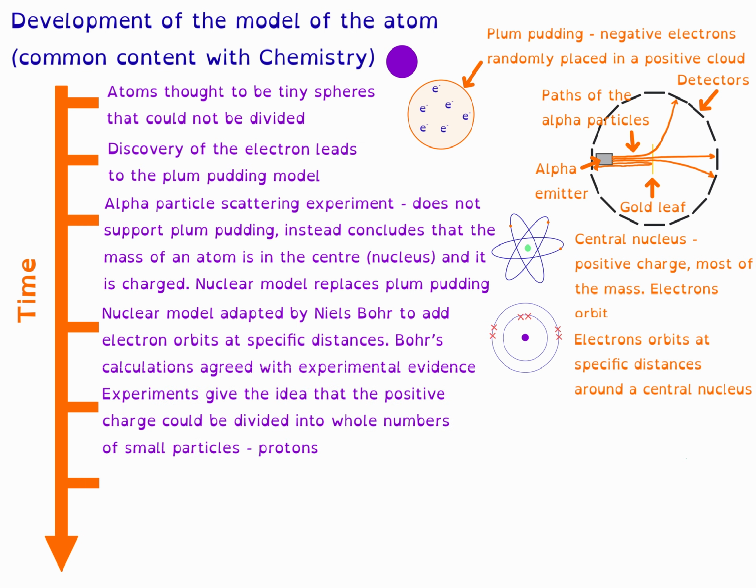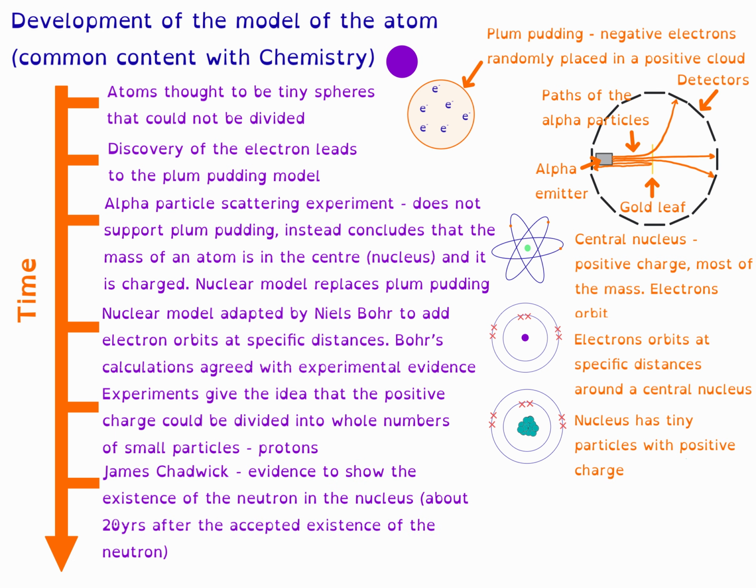Experiments then gave the idea that positive charge could be divided into whole numbers of small particles, which is where we get the protons. And then finally, in 1932, James Chadwick provided evidence to show the existence of the neutron in the nucleus. This is about 20 years after the accepted existence of the proton.